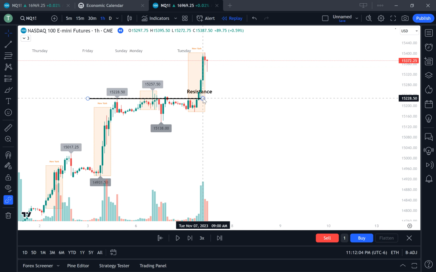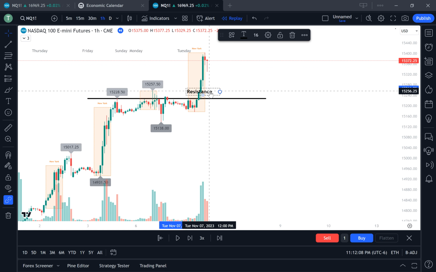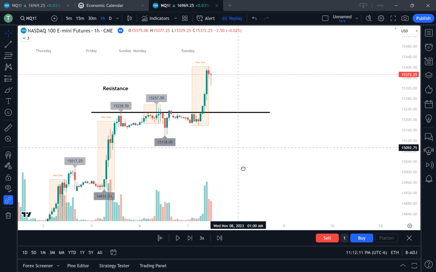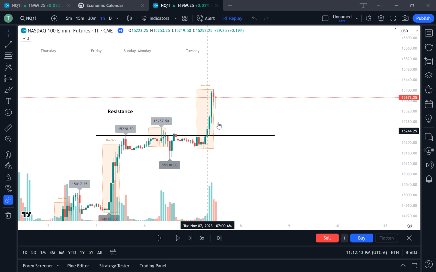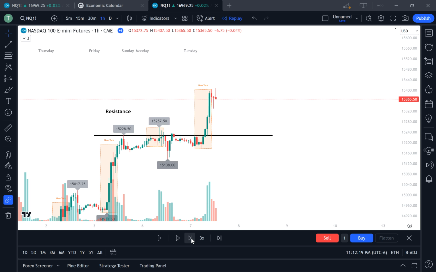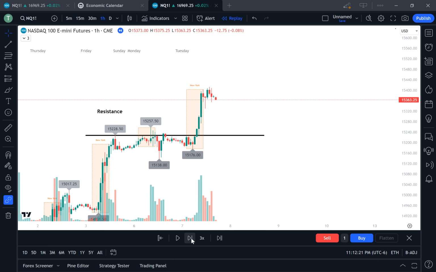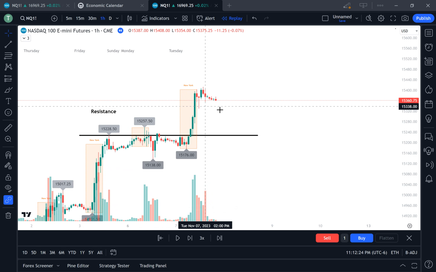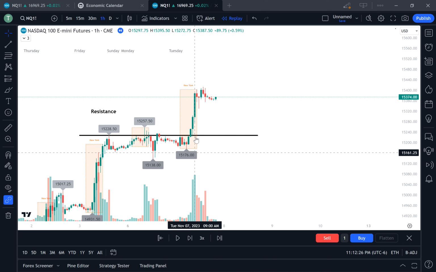Boom. Price broke through this level of resistance. So now we see, okay, price has broken through this level. It wants to continue to move up. And we're out of session, so the volume has slowed down. But what do we see here?